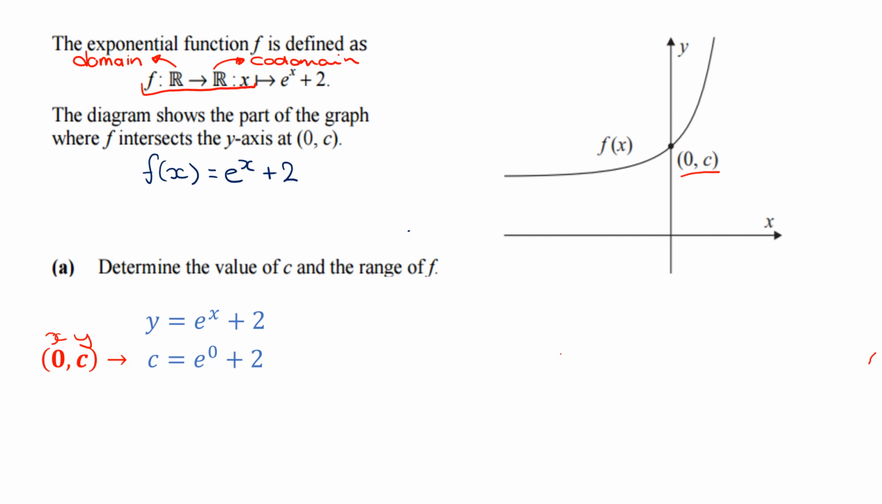e to the power 0, you can put it into your calculator, but by the rules of indices, anything to the power of 0 is 1. Remember, power 0 really is something that is being divided by itself. So that gives us c is equal to 1 plus 2, which gives us a final answer of 3. So c is 3. It then asks us to find the range of f.